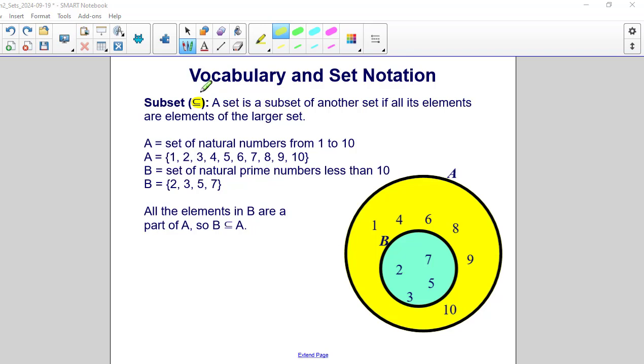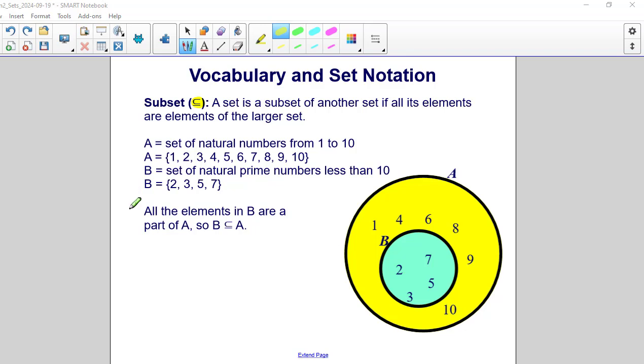Subset, denoted by this symbol right here. A set is a subset of another set if all its elements are elements of the larger set. Here we have 2 representations of set A. One, it's written out as the set of natural numbers from 1 to 10. If we use roster or tabular form, set A is equal to curly brackets with the elements or numbers 1 through 10. Set B can be noted 2 ways. It is the set of natural prime numbers less than 10, or using roster or tabular form, it is the elements 2, 3, 5, and 7.